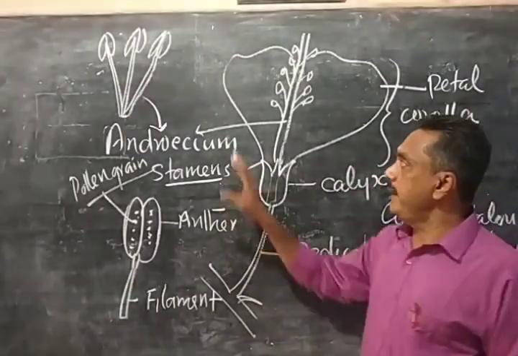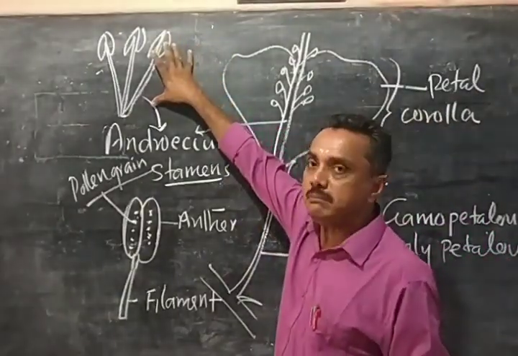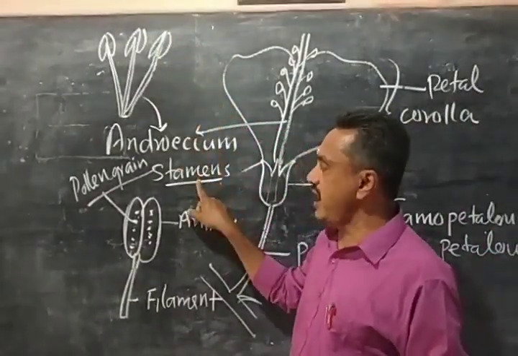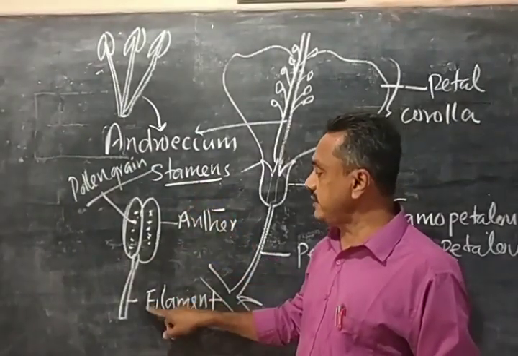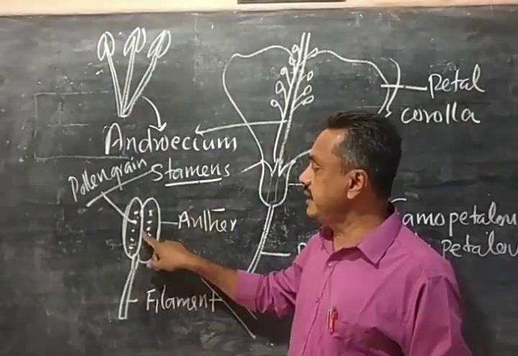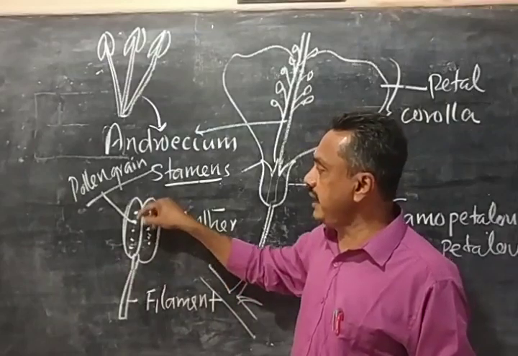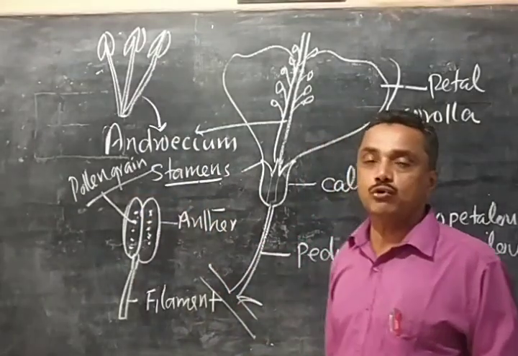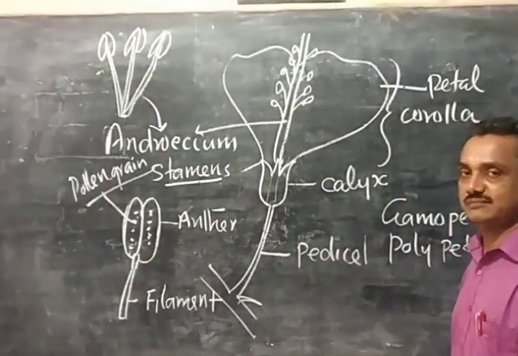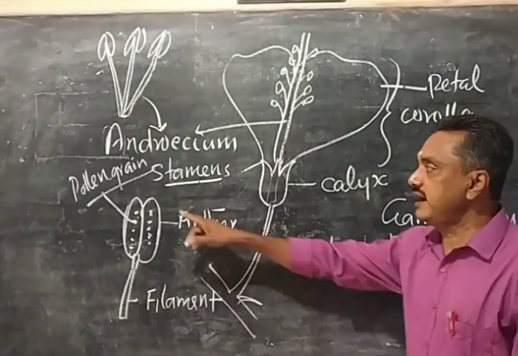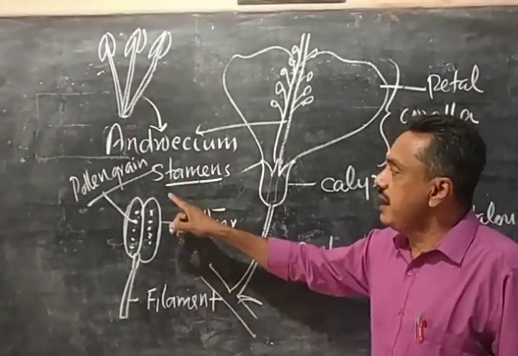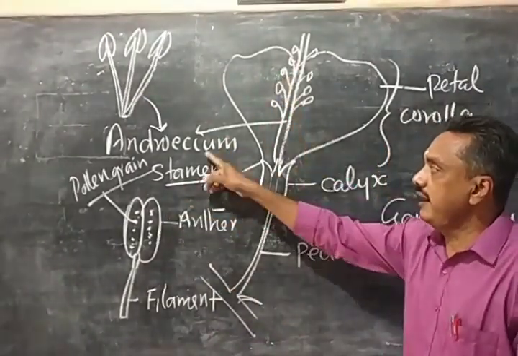So the male part of the flower is called androecium. It is made up of stamens. Each stamen consists of a filament, and at the tip there is an anther. The anther contains pollen grains or microspores, and pollen grains contain male gametes. This is the male part of the flower called androecium.